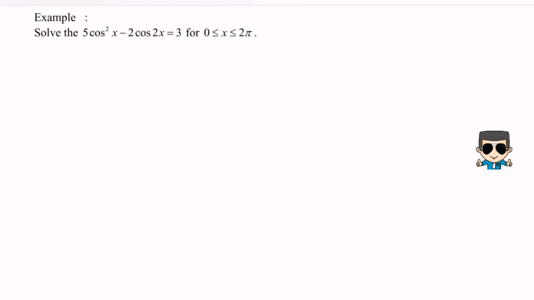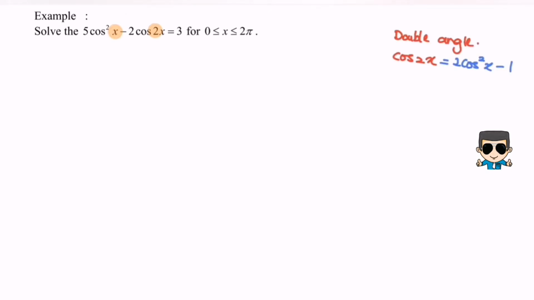At first I'm going to make use of the formula to convert the angle 2x to x. My suggestion would be using the double angle formula. So now I'm going to substitute cos 2x. We will have 5 cos square x minus 2 bracket 2 cos square x minus 1 equals to 3. Next, I'm going to expand the situation.